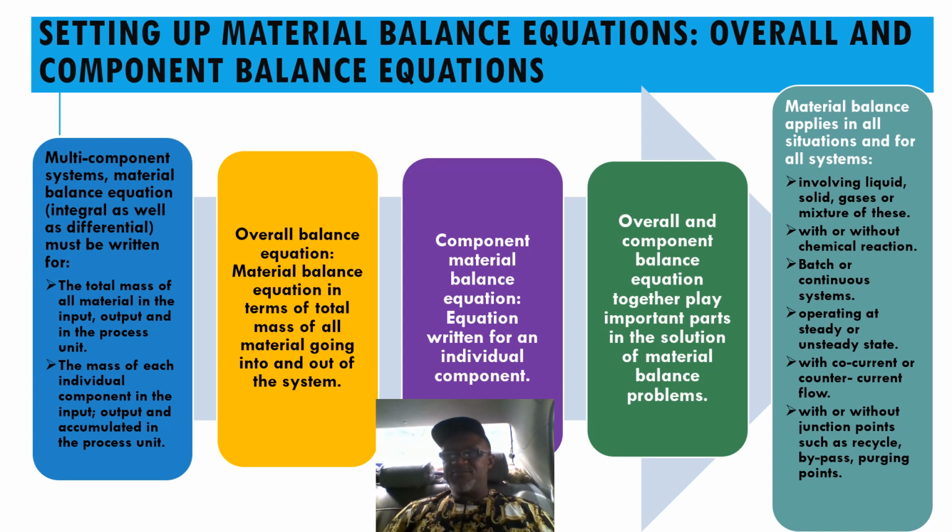Now, material balance in all situations and for all systems. 1, involving liquid, solid, gas mixture of these, with or without chemical reaction, batch or continuous systems operating at steady or unsteady states, with co-current or counter-current flow, with or without junction points such as recycle, bypass, purging points. So we can use material balance for any of these to solve our problem.